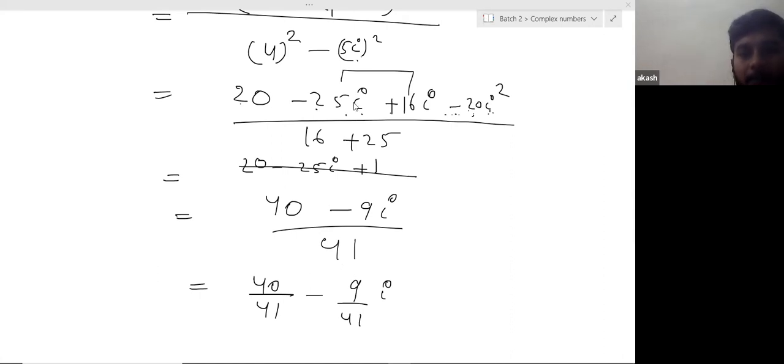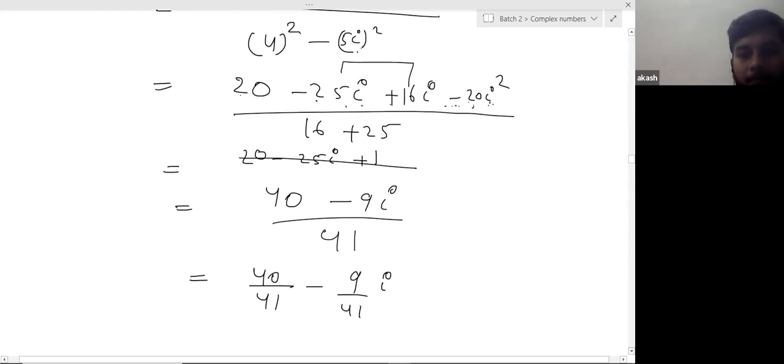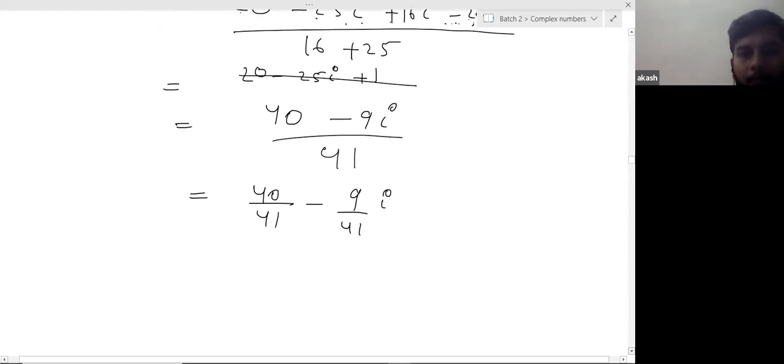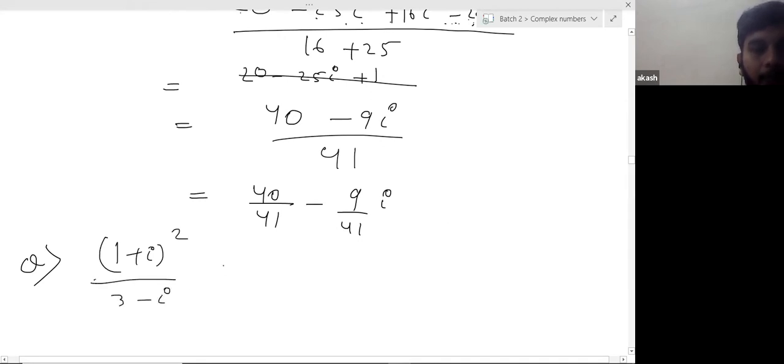All right, let's see another question. Do you have to note this down? We have another question. 1 plus i whole square upon 3 minus i, in a plus ib form. All right. Let's see.